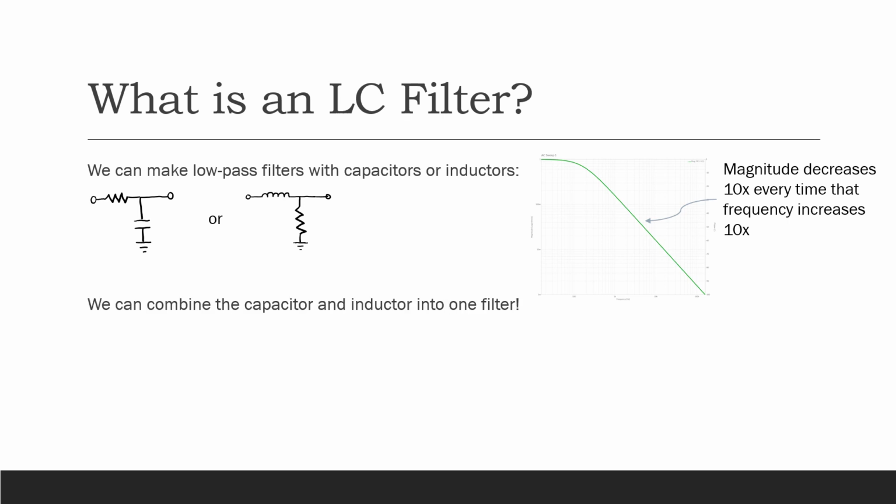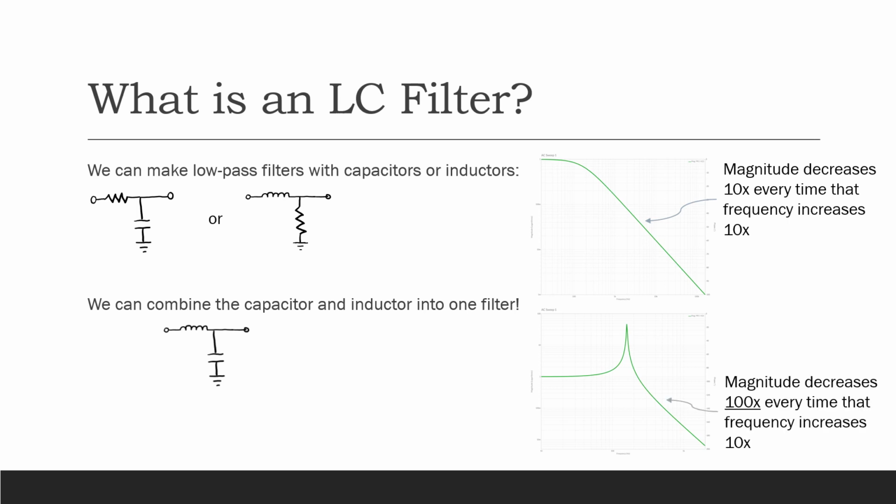So what we can do to make an LC filter is that we can combine the capacitor and the inductor into just one filter, like this. When we do that, we get a frequency response that looks like this. If we look closely at this frequency response, we can see that the magnitude drops off much more quickly. It decreases 100 times each time that the frequency increases by a factor of 10. So the slope is 10 times greater than it was previously.